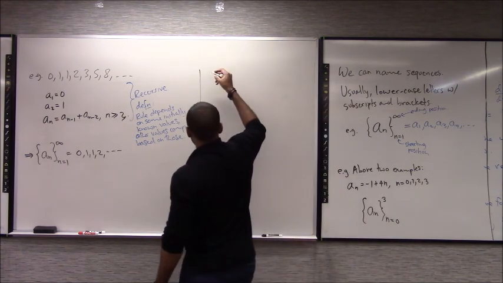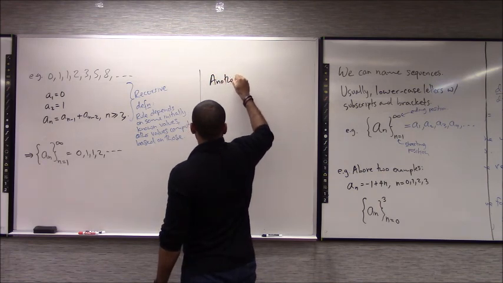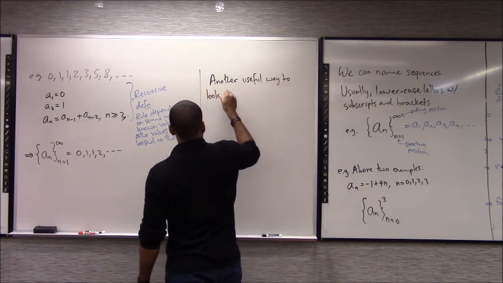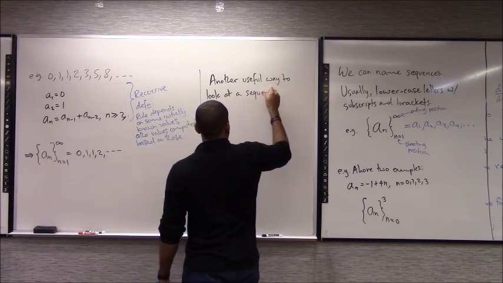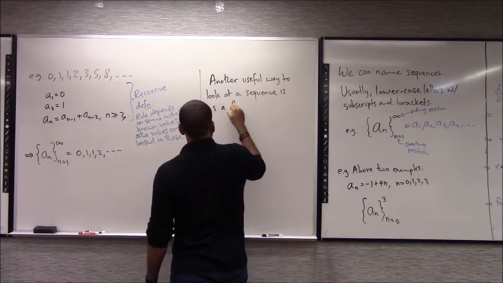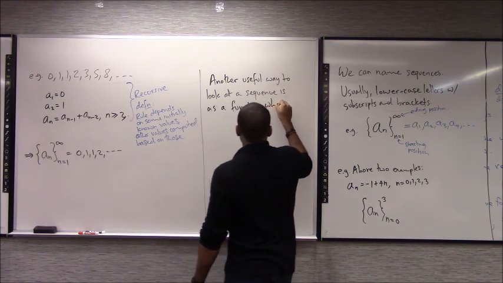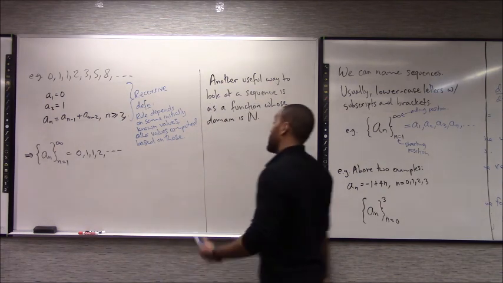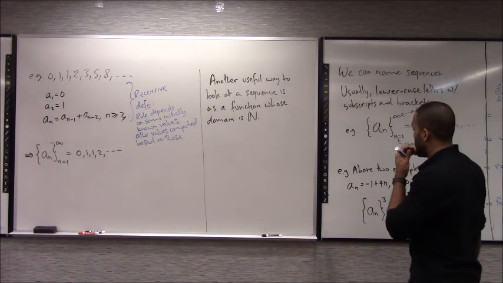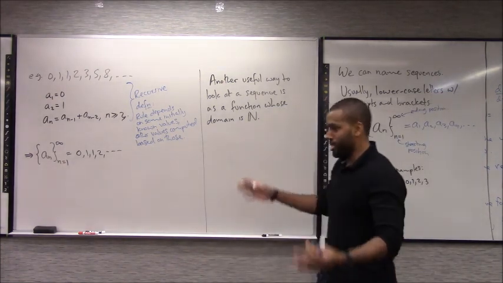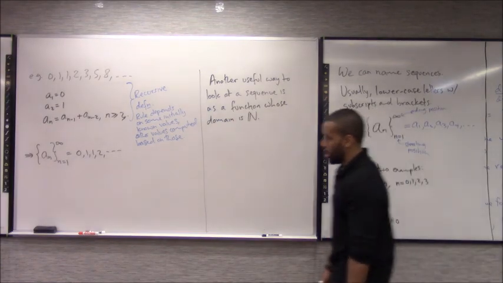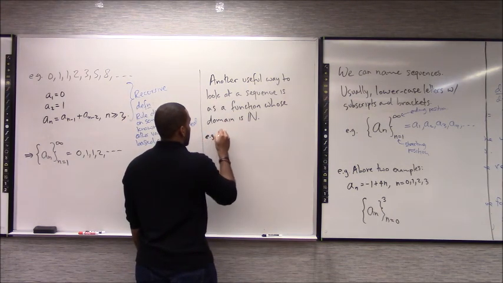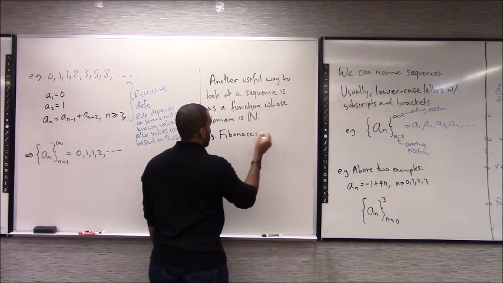Now, another way to look at a sequence is as a function whose domain is the natural numbers, which may include 0, may start at 1. Some people go into a heated debate over whether 0 is a natural number or not. We're not going to worry about it. It'll be obvious when I'm writing stuff down. So, for example, the Fibonacci sequence. That's how you spell Fibonacci.